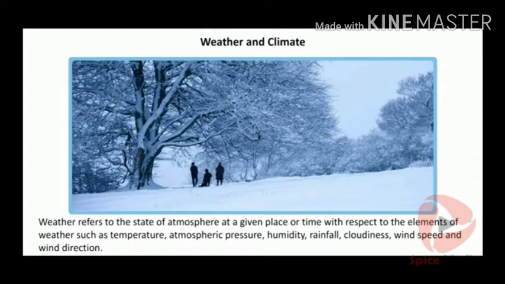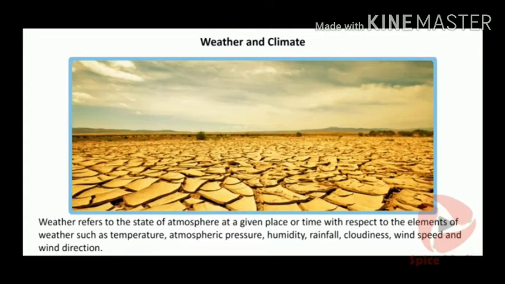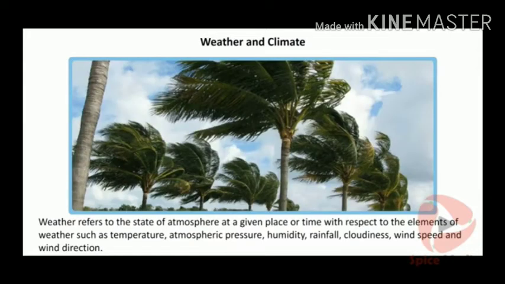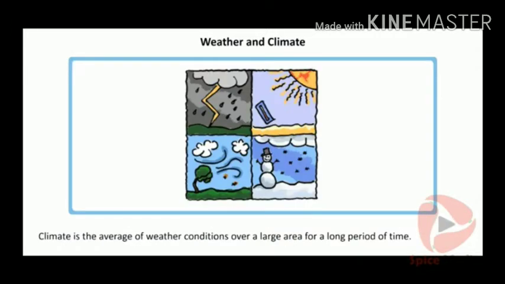So starting with weather. Weather refers to the state of the atmosphere at a given place and time with respect to the elements of weather such as temperature, atmospheric pressure, humidity, rainfall, cloudiness, wind speed and wind direction. All these elements vary from place to place and time to time. Now, climate is the average weather condition over a large area for a long period of time. That is, the average weather conditions of 30 years are regarded as the climate of a region.